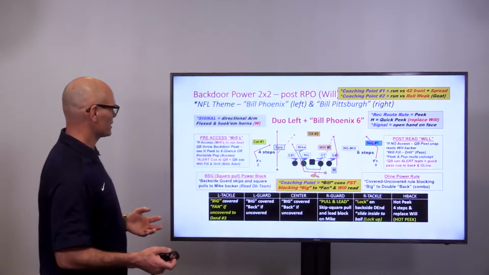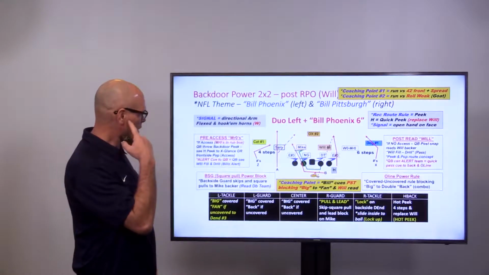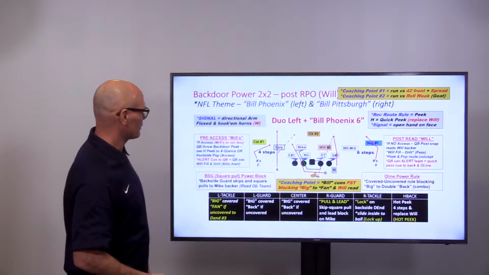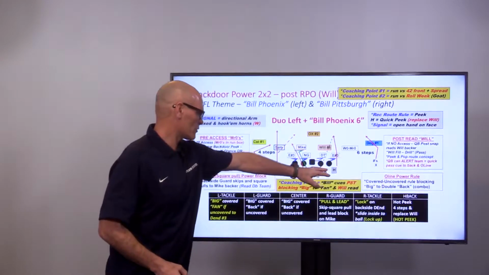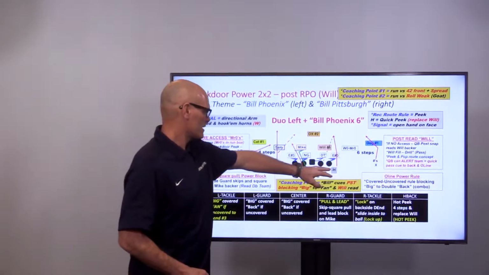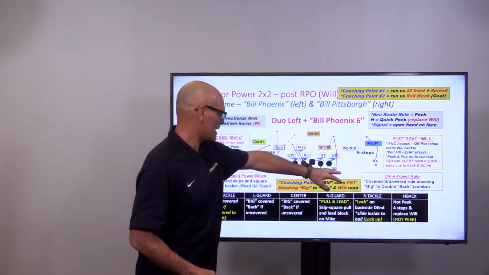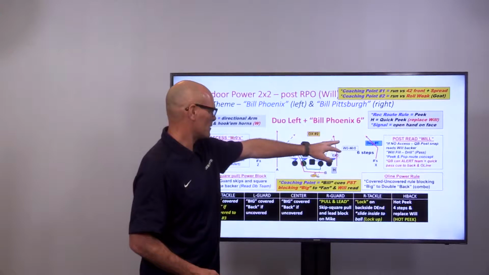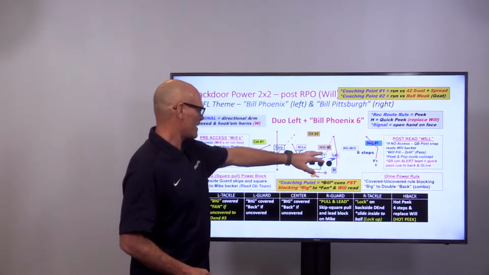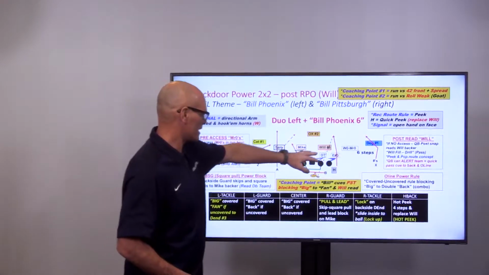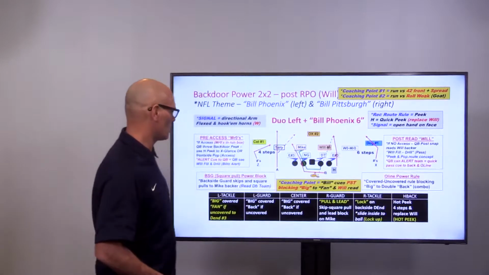So again, the first one here is what we call our backdoor power. We do a couple things here. You can see we're going to run this away from the H. Now, since we're running away and he's not part of the blocking scheme, he can release and replace. And now the unaccounted blocker, since we can't double back, is actually the Will backer and becomes the read defender.